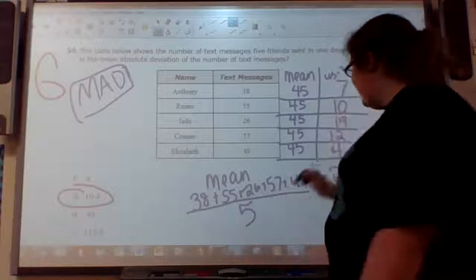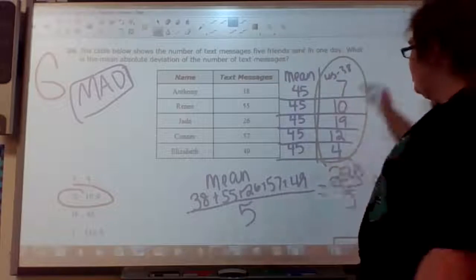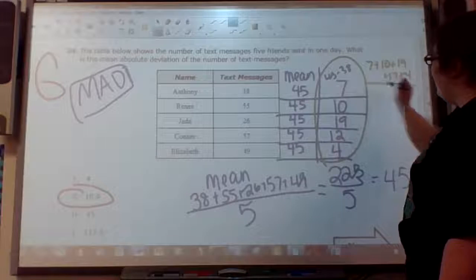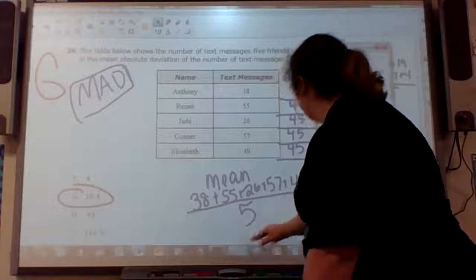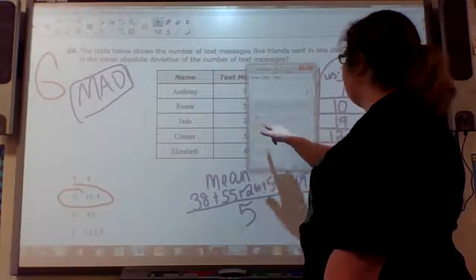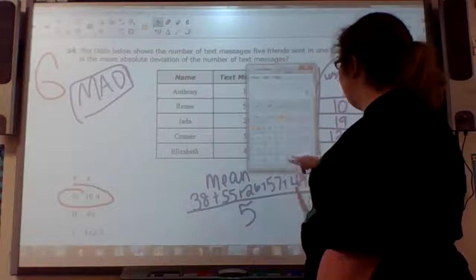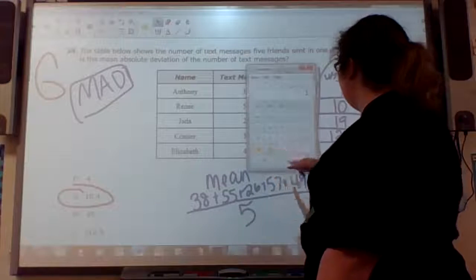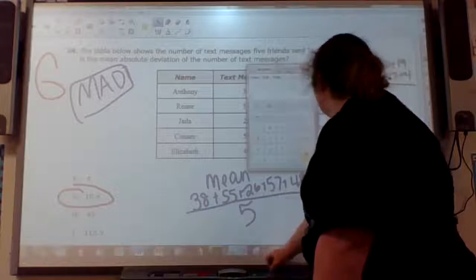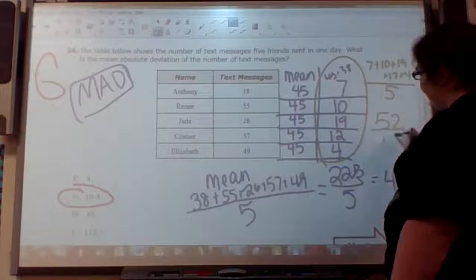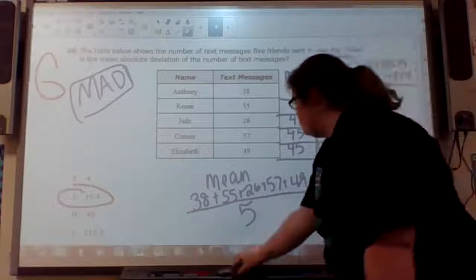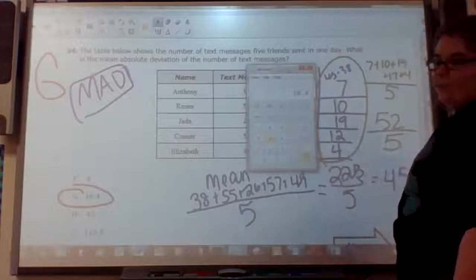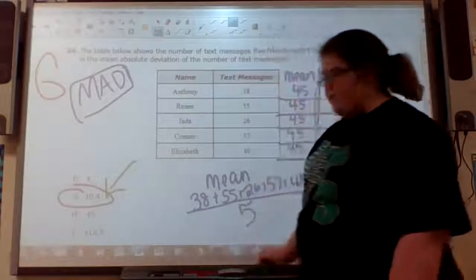This is where you're mad at me because now you have to find the average of those numbers. So 7 plus 10 plus 19 plus 12 plus 4, all divided by 5. So let's add that. 7 plus 10 plus 19 plus 12 plus 4 is 52. And now I'm going to divide it by 5, and I get 10.4. And that is my mean absolute deviation.